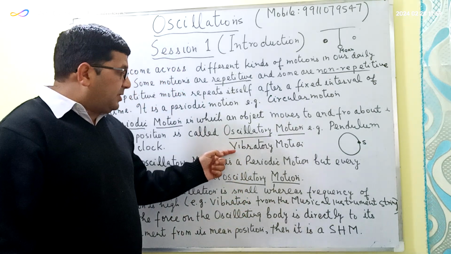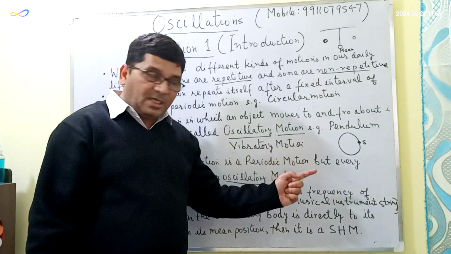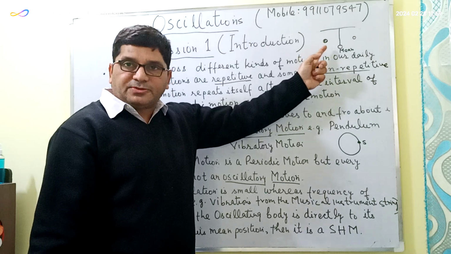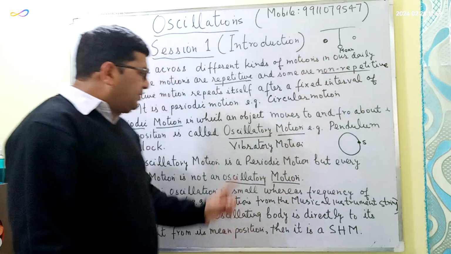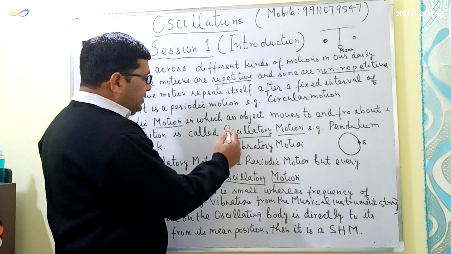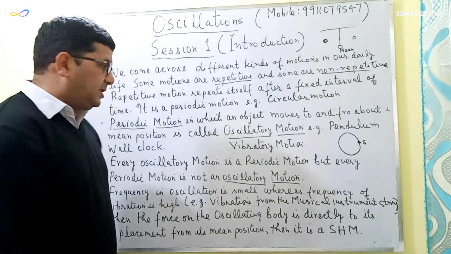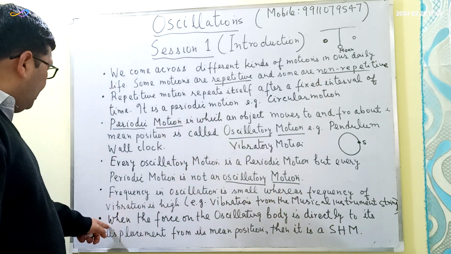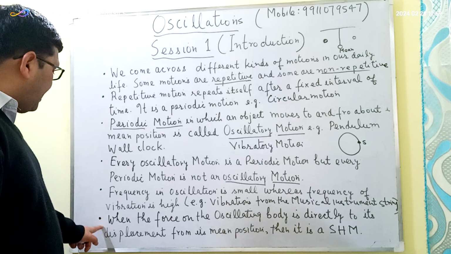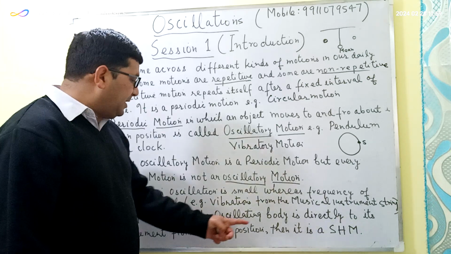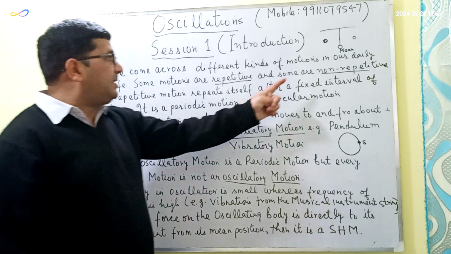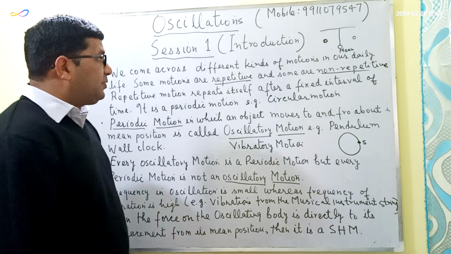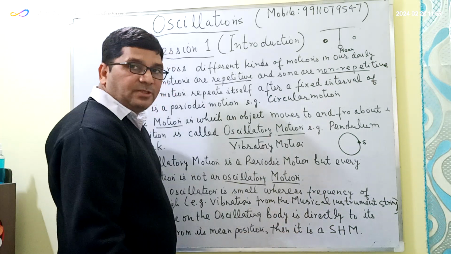In the case of vibratory motion, the frequency of vibration is high in comparison to the frequency of oscillation in the case of an oscillatory motion. So this is the only basic difference. However, both these two motions are periodic in nature. Now there's one more point here written, that is the last point: if the force on the oscillating body is directly proportional to the displacement from its mean position, then we call it a simple harmonic motion.